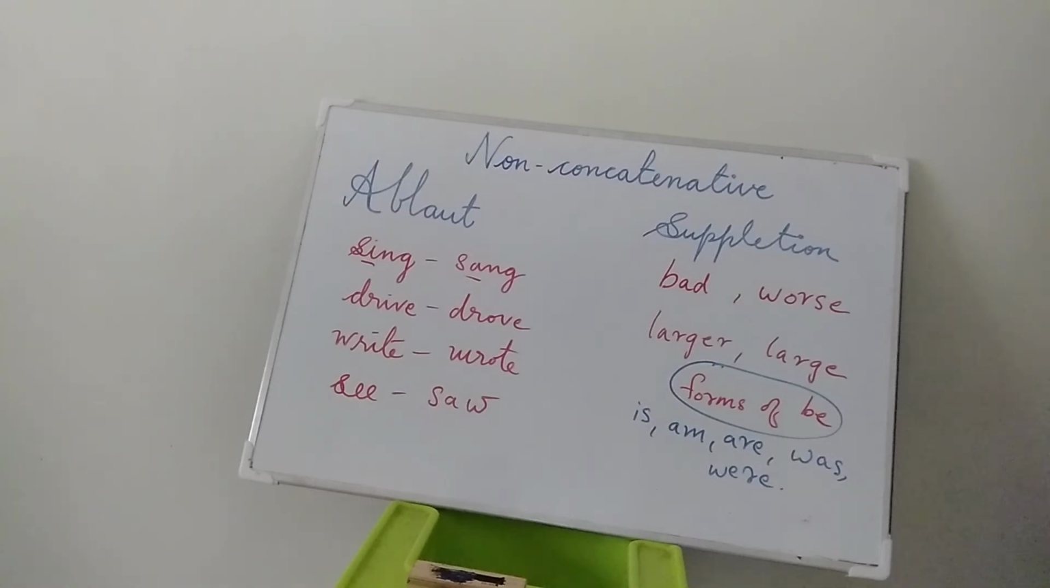Bad and worse do not share a common etymology, which means the origin of these two words, if you trace the origin of these two words, bad and worse, we understand that they do not share a common etymology. Still, worse is considered as a substitute or considered as an inflected form of bad.